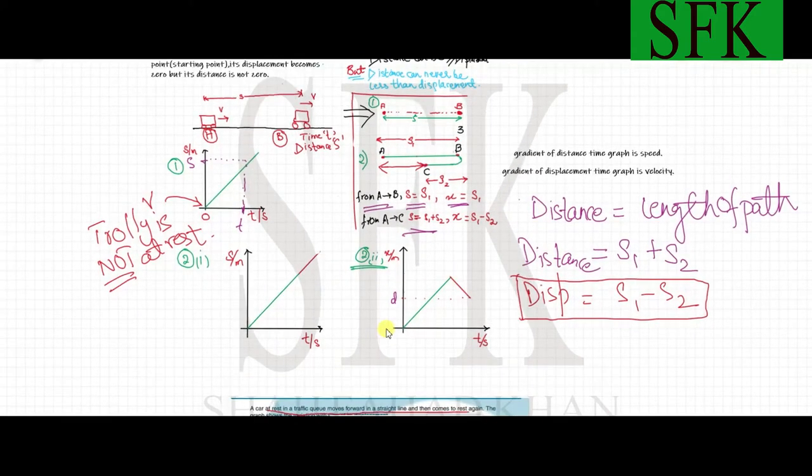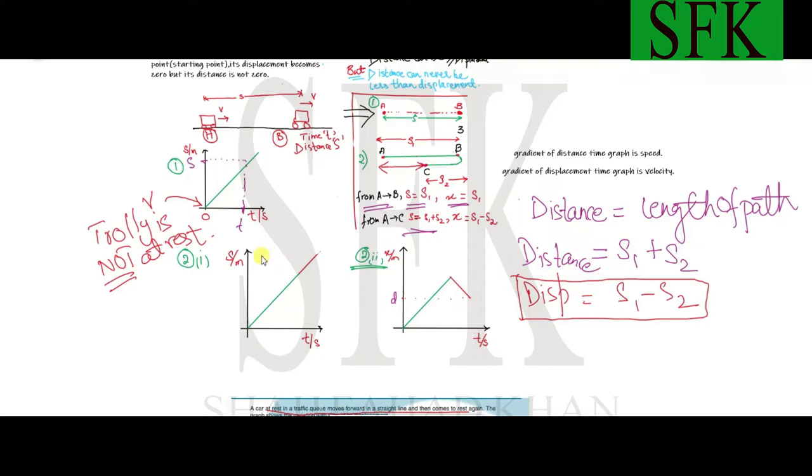Now let's look at the graphs of distance and displacement. As time increases, the distance will increase, so the graph will keep on rising from A to point B. This green portion represents the journey from A to B. As this green portion ends, the particle has traveled all the way to S1, and this is the point B.